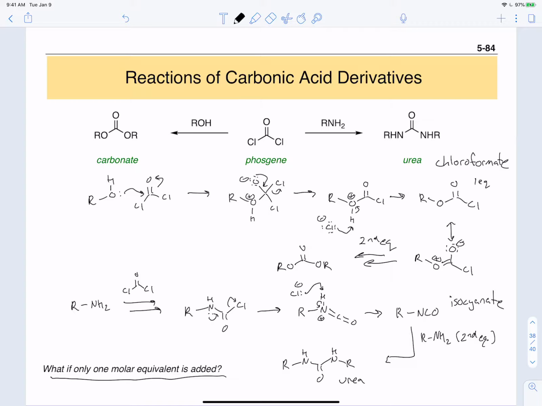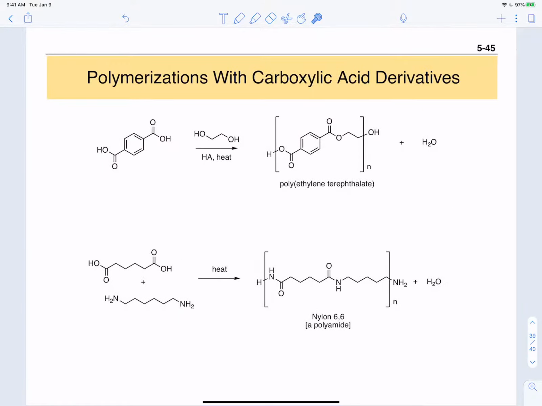So in this case, if one molar equivalent is added, we can actually control a single or double addition. With one equivalent of alcohol, we don't have a hydrogen to deprotonate on the oxygen, so it stays as a chloroformate, as we see here. Whereas with a primary amine, we have a hydrogen that can be deprotonated, so it'll eject the chloride and go directly to an isocyanate. So this is a new way to make isocyanates. We're going to learn one more in the next lecture, which is one of my favorite reactions, but you don't get to learn that today.